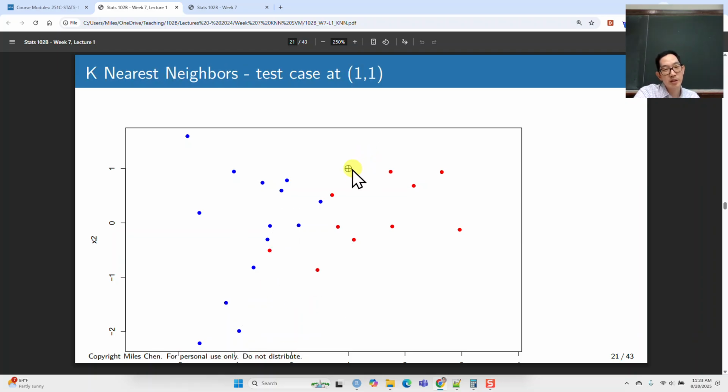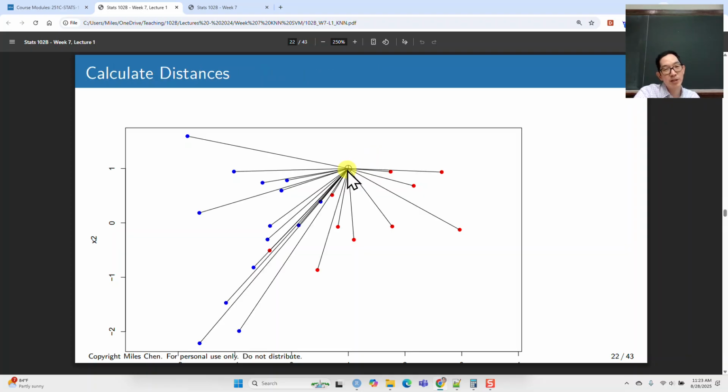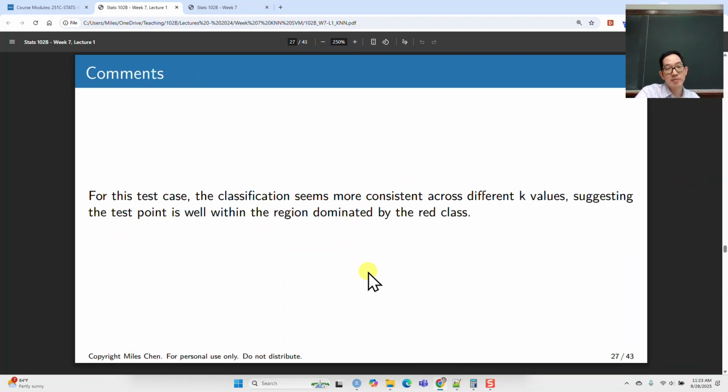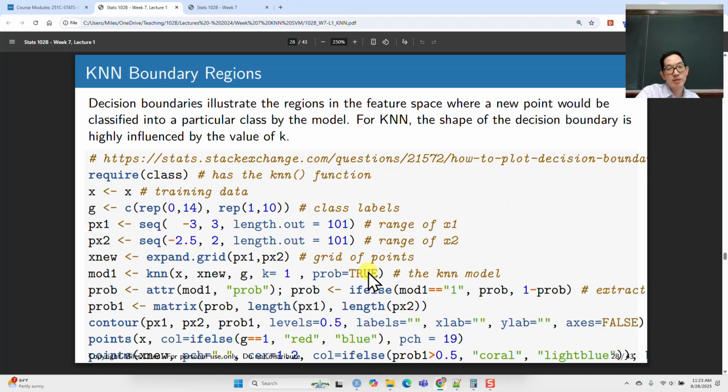Here's another test case over here. We look at our calculated distances. Our 1 nearest neighbor is red. Of our 3 nearest neighbors, we have 2 red and 1 blue, so it gets voted red. With our 5 nearest neighbors, we have 3 red and 2 blue, so it still votes red. And with 7, we have 4 red and 3 blue, so this one still votes red. And that's what we have there.